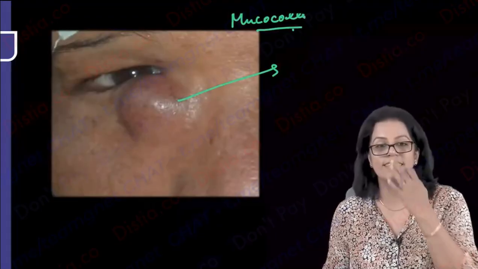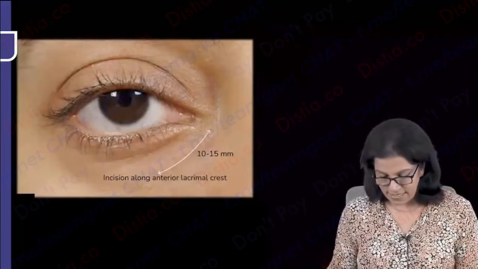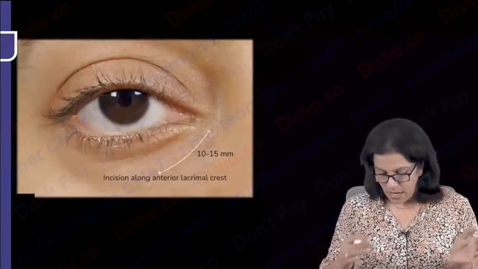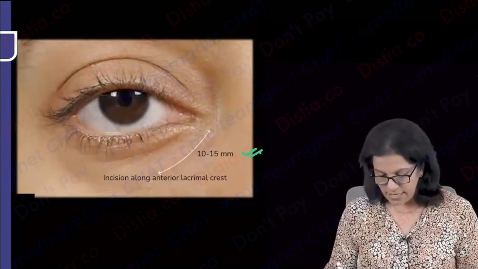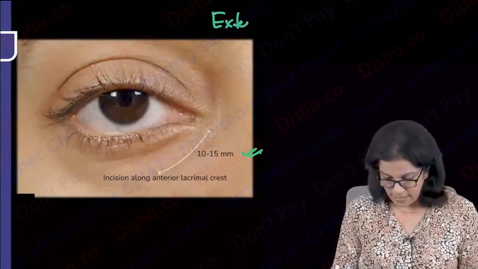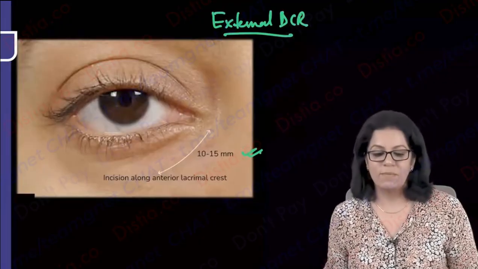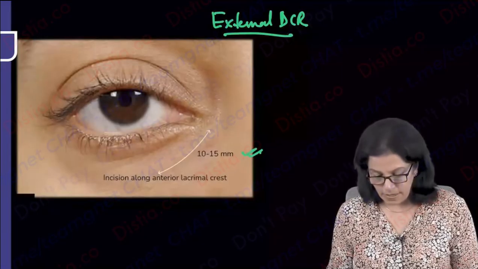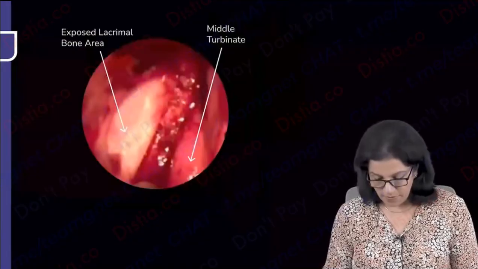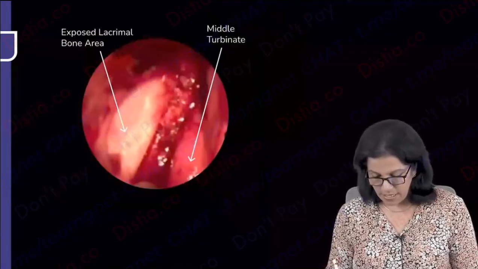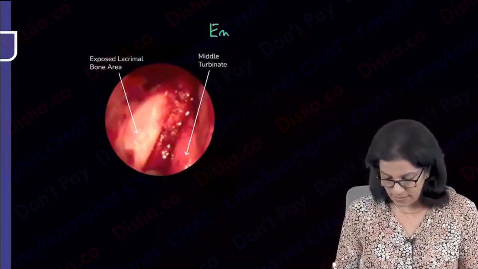Right? So I was discussing the external DCR and the different DCRs, a quick review here. Along the anterior lacrimal crest, we give a 10 to 15 millimeter incision like this for external DCR. I hope you all can realize that the scarring is not going to be very impressive here. So this is one way of doing the DCR. This is your endoscopic DCR, where this is the exposed lacrimal bone area, middle turbinate. So we are going endoscopically.